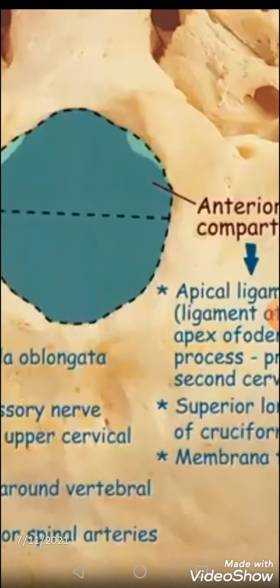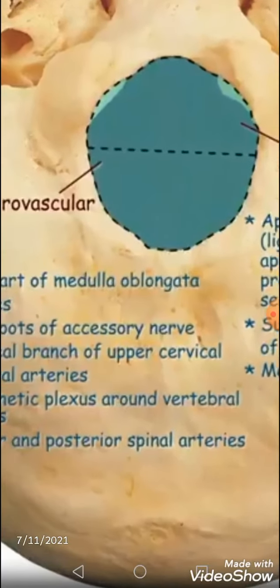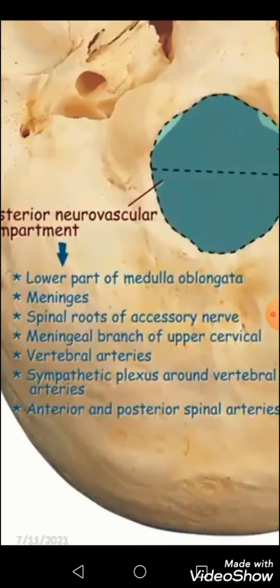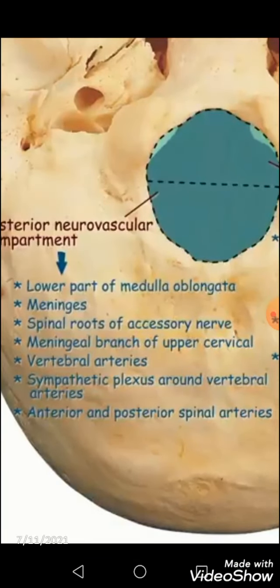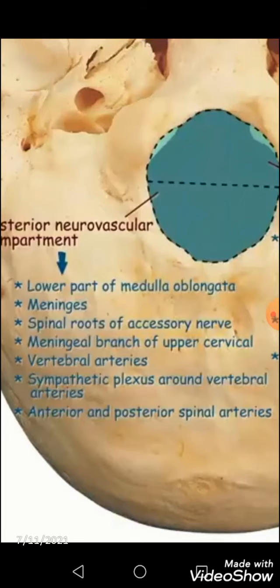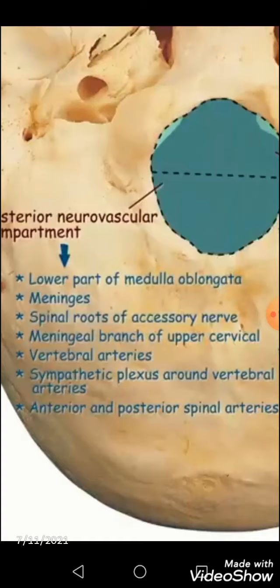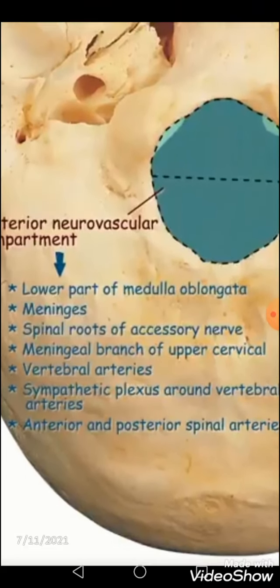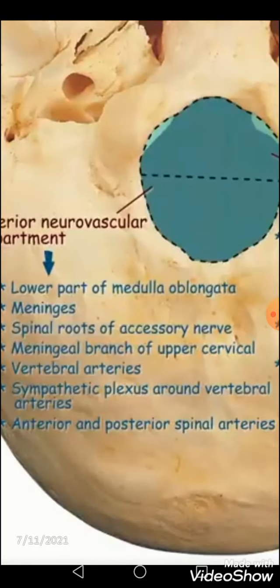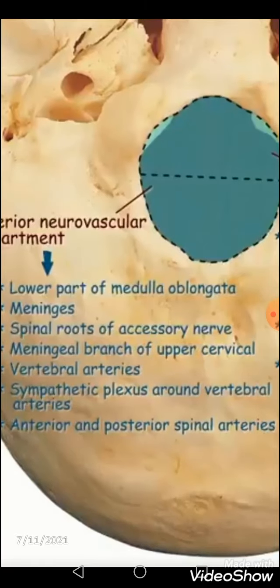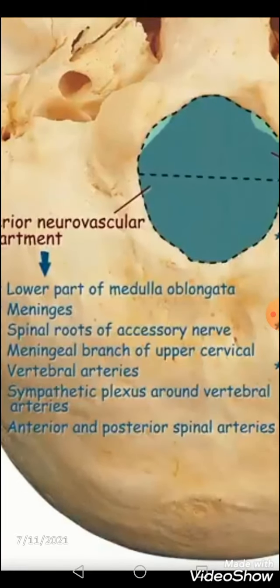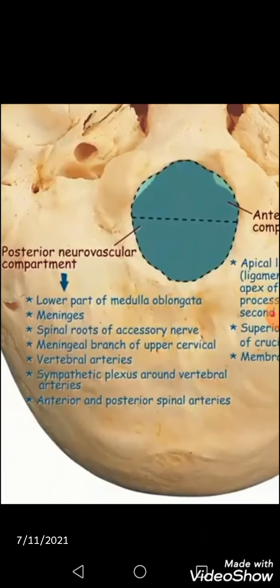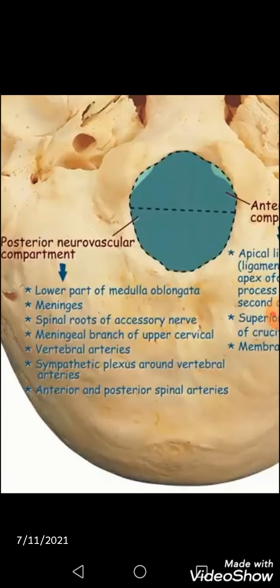And what has to pass through this posterior compartment? The lower part of the medulla oblongata, recall, along with its meninges. Then you find the spinal root of the accessory nerve, then the meningeal branch of the upper cervical nerve, then the vertebral arteries, and definitely the sympathetic plexus around the vertebral arteries, right? And the most important, the anterior and posterior spinal arteries. They all are supposed to pass through the foramen magnum. Definitely the spinal cord runs through it.